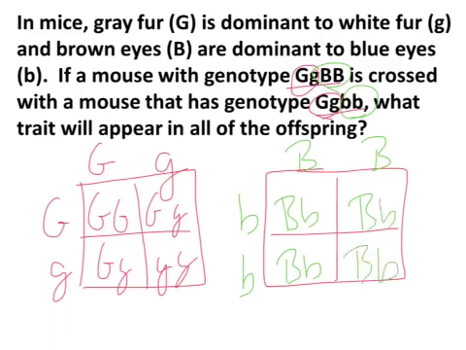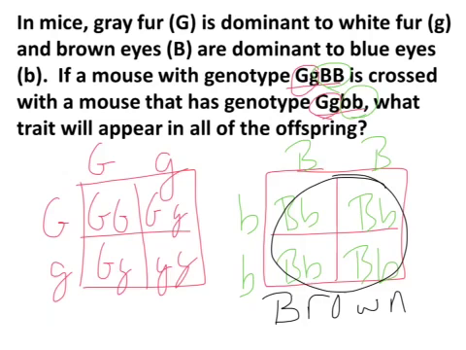This time, the question isn't asking for a percentage. It just wants to know what trait will appear in all of the offspring. So essentially, what trait do you have a 100% chance of getting? In this instance, there is a 100% chance that these mice are going to have brown eyes. So that trait would show up in 100% of the population. Okay, let's look at another one.